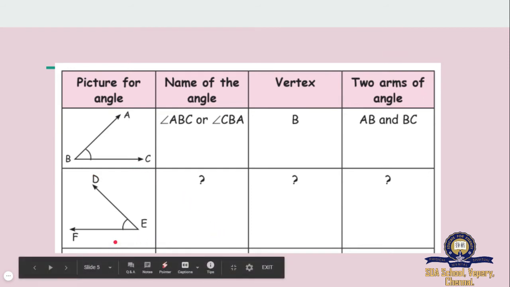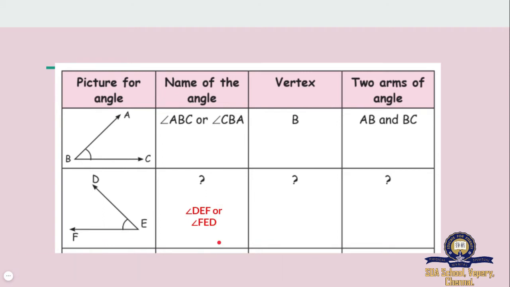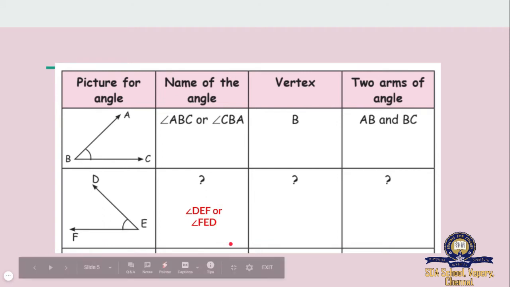Then we shall see for this one. What is the name of the angle? Angle DEF or angle FED. What is the vertex here? Vertex is E. And what are the arms? DE and EF.